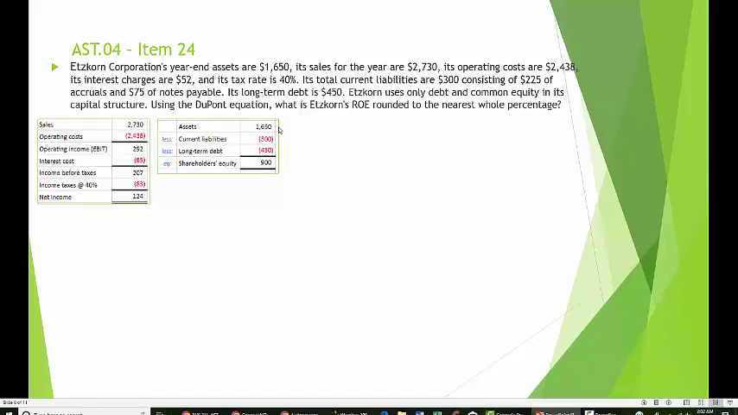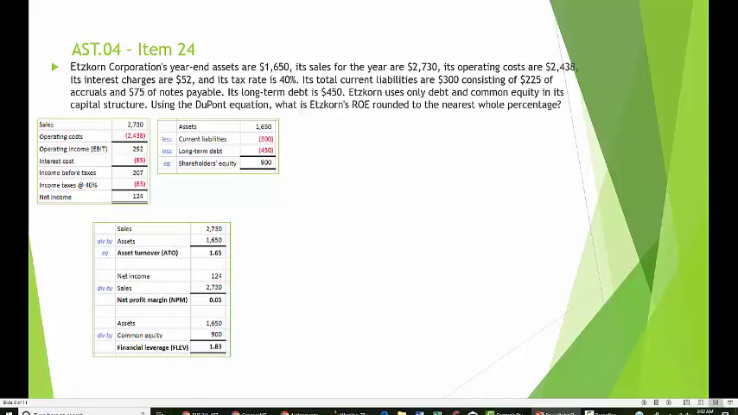Next, we will need to calculate the shareholders' equity. We know that the balance sheet balances: assets equal liabilities plus owner's equity, so assets less liabilities would give us the owner's equity. So 1650 of assets less current liabilities of 300 and long-term debt of 450 produces shareholders' equity of $900.